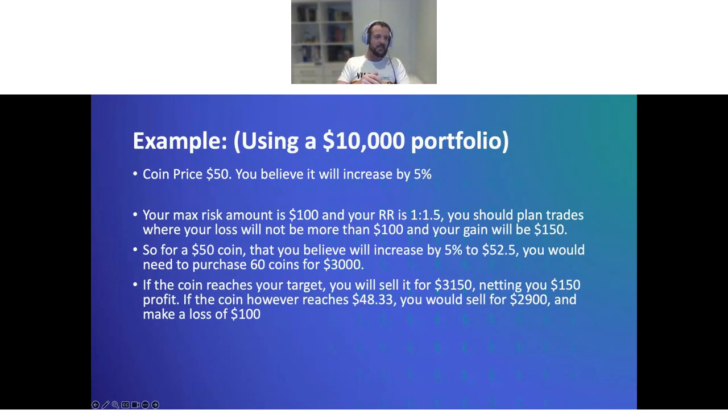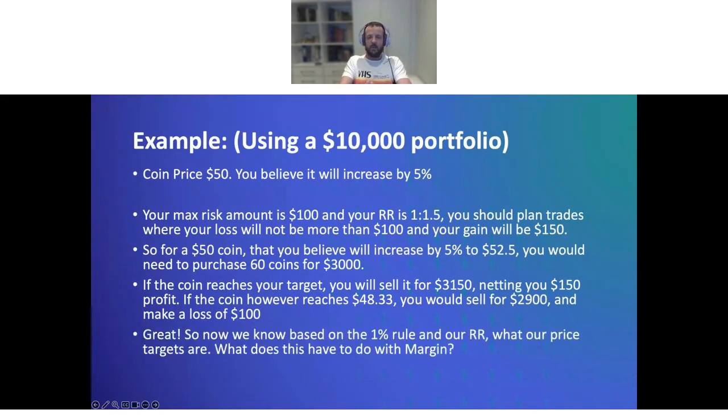It's a day to go out and celebrate. It's a day to go out and say, I did well today. I achieved, and it worked out well for you, which is great. However, if the coin reaches your stop level, which would be maybe around $48.33, you would sell it for $2,900 and make a loss of $100, which is not a big deal. It's 1% of your portfolio, and you've got 99 more times to try. In fact, a lot more than that from that specific point onwards.